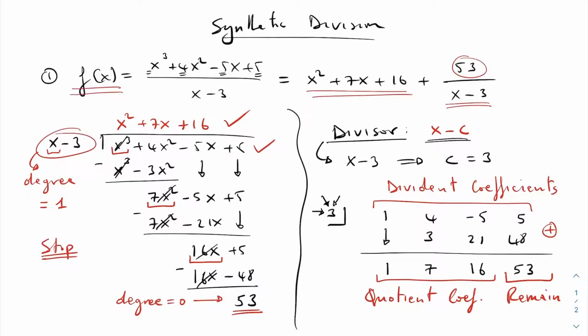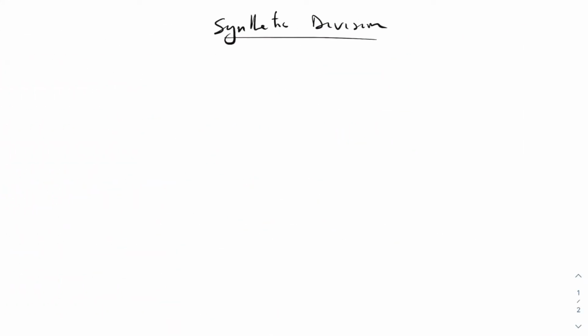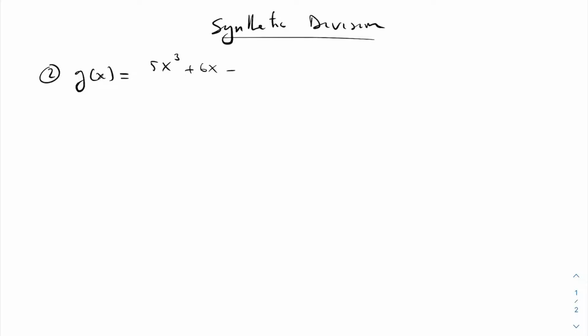Okay, so let me give you a variety of examples so you have a clearer picture of how synthetic division actually works. For my second example, I'm going to have g of x equals 5x cubed plus 6x plus 8 divided by x plus 2. In this case, we want our divisor to be, again, still x minus c. So since our divisor here is x plus 2, that can be rewritten as x minus negative 2. That would mean that our c happens to be negative 2 in this case. And so I'm going to put negative 2 here in the corner.